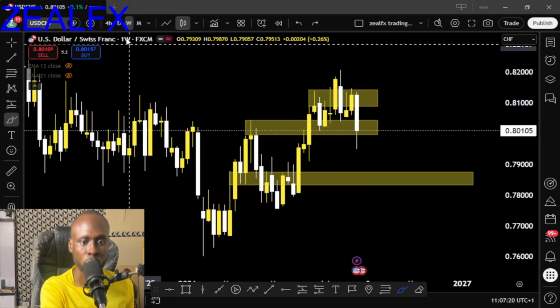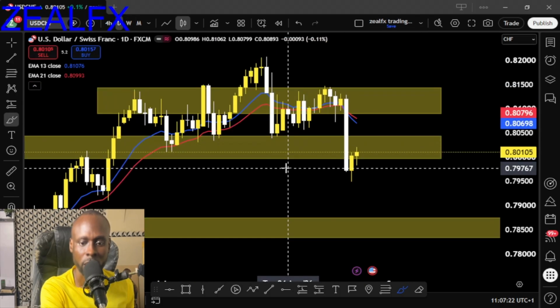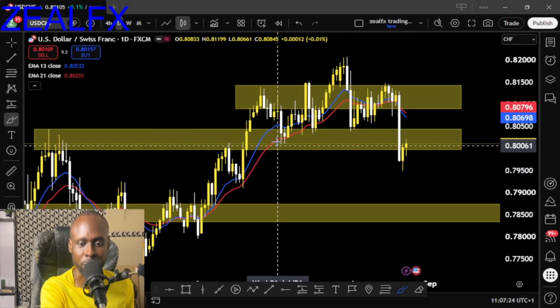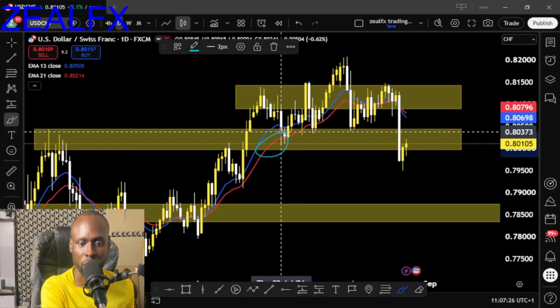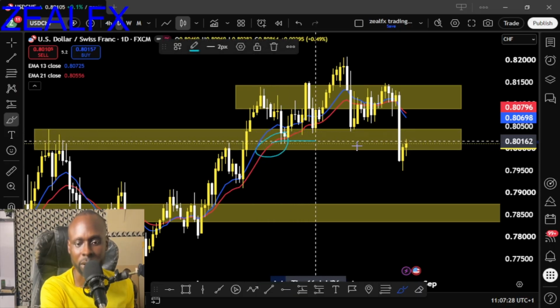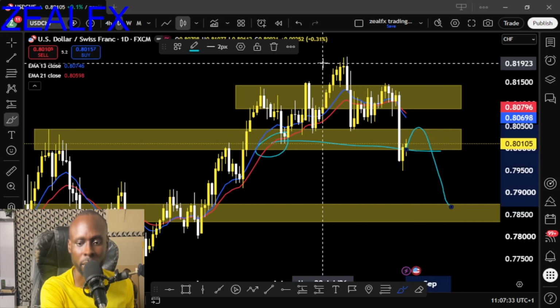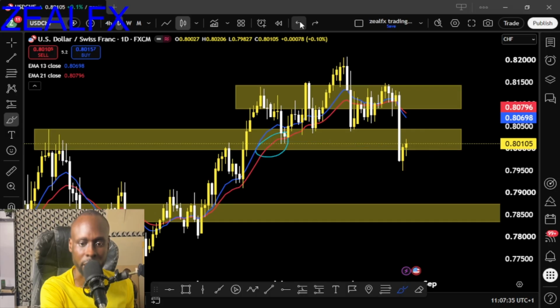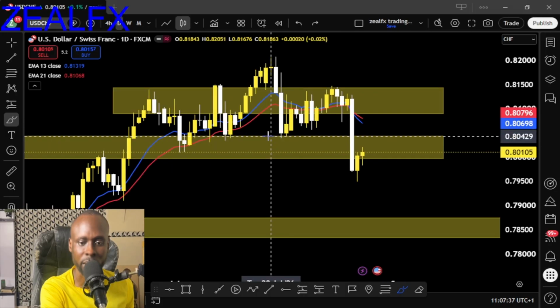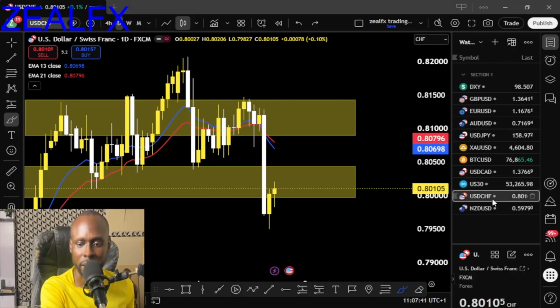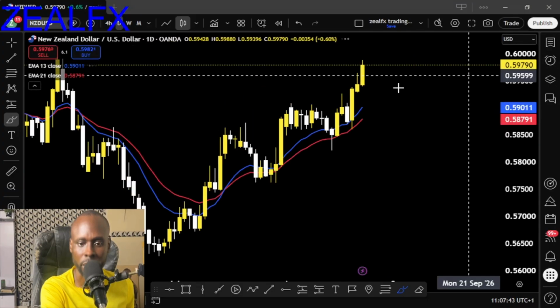So let's go to the daily time frame. On the daily time frame now, we can see that price has broken a structure. Price has broken a structural level. So long as price breaks this structural level, expect more drop for the USDCHF to the downside, guys. Let's look at our next pair, which is the New Zealand USD.